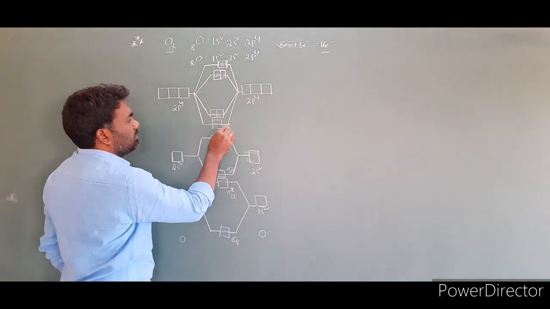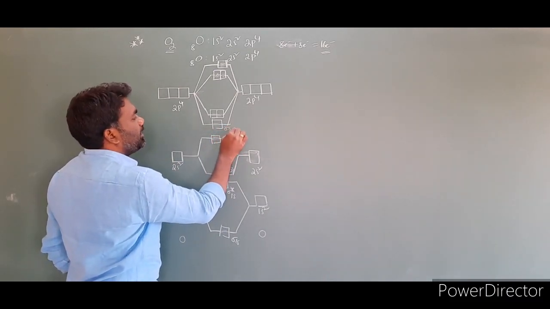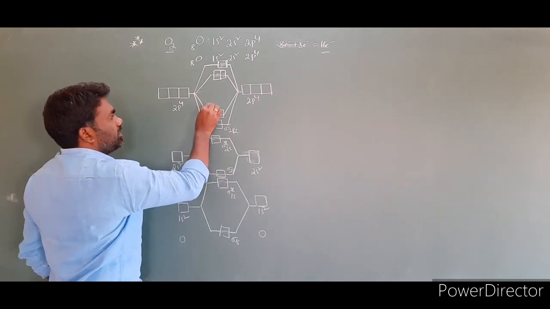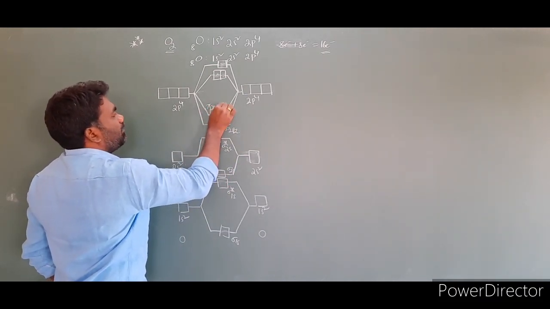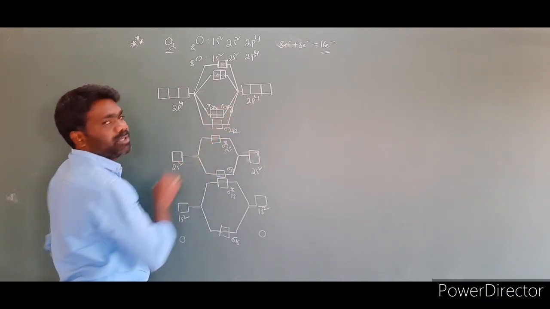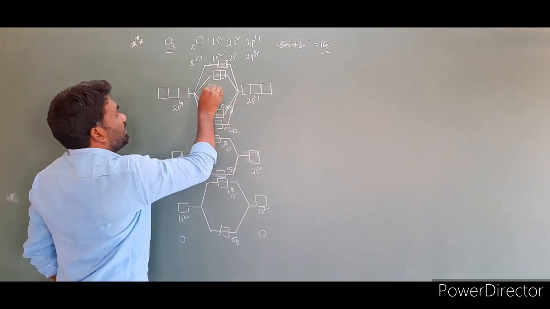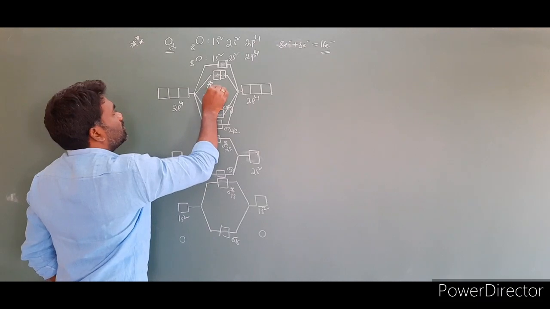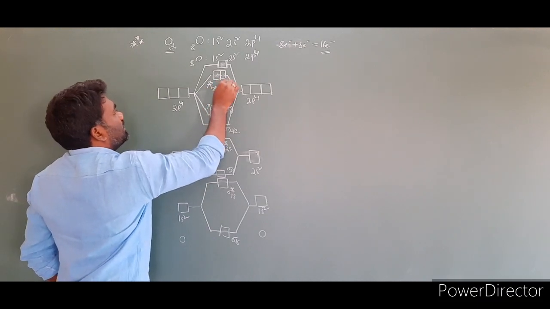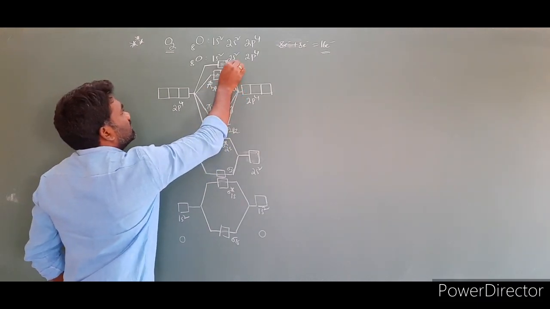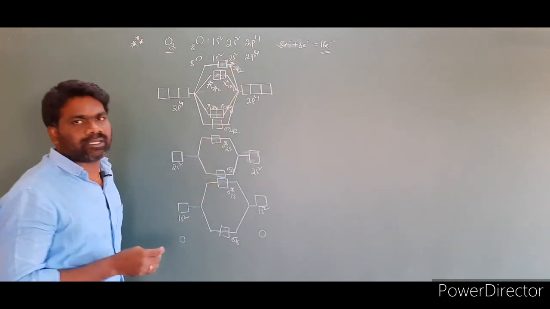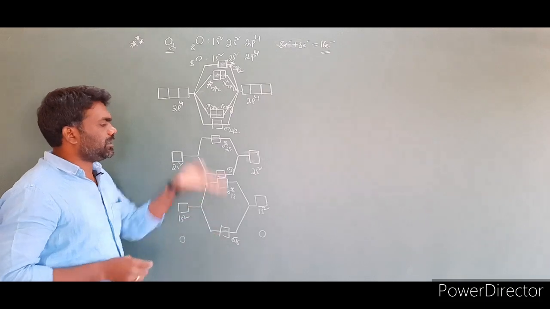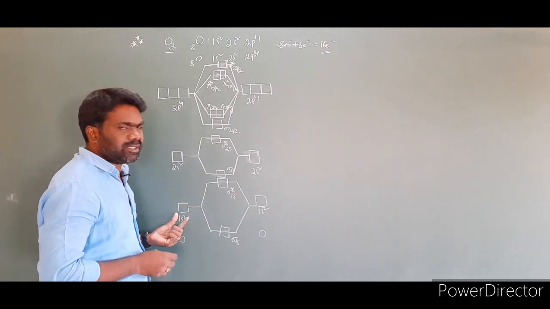This is the sigma 2pz orbital. This is pi 2px and pi 2py orbitals. This is the pi star anti-bonding, pi star 2px, and this is pi star 2py. This is sigma star 2pz. Completed. Then after labeling these molecular orbitals, we have to fill them with electrons.